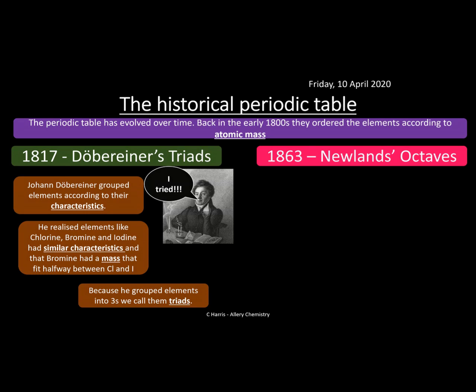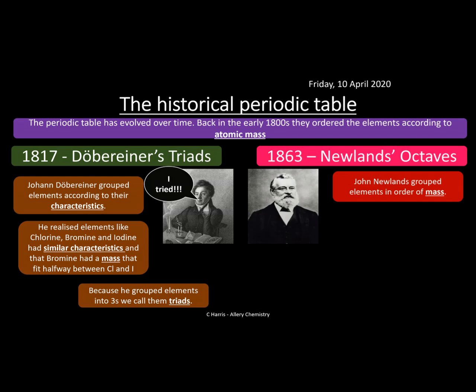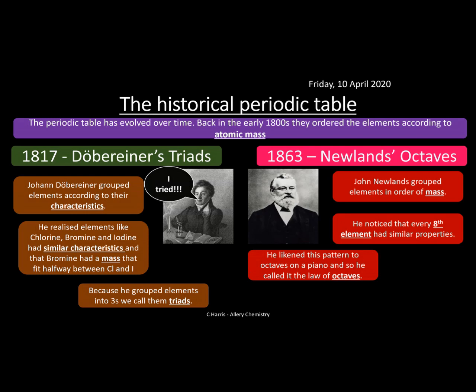So Newlands came along in 1863, so it was quite a while later. And John Newlands started to take what Dobereiner had done, and he grouped the elements in terms of mass instead. So instead of looking at how they reacted, he said, well, actually, we can develop that a little bit more. And so what he noticed was that every eighth element had similar properties. So this is where his octaves came from. He likened the pattern to octaves on a piano. So any musicians out there will know that you have, I'm not musical whatsoever, but you have apparently patterns of eight.